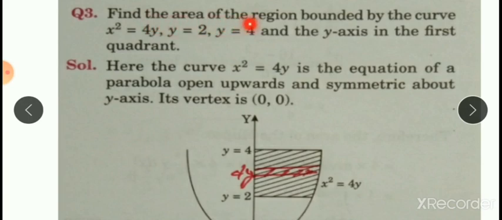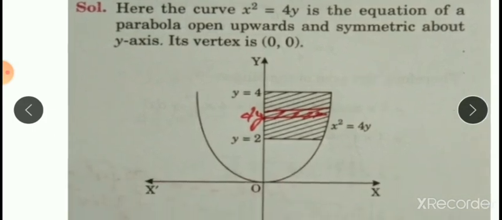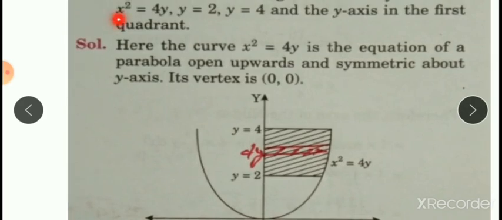Find the area of the region bounded by the curve x square is equal to 4y, y is equal to 2, y is equal to 4, and the y-axis in the first quadrant. Now see, here this is x square is equal to 4y. This is a parabola, means this is the graph of an upper parabola. This is the equation of an upper parabola. Y is equal to 2, y is equal to 4.